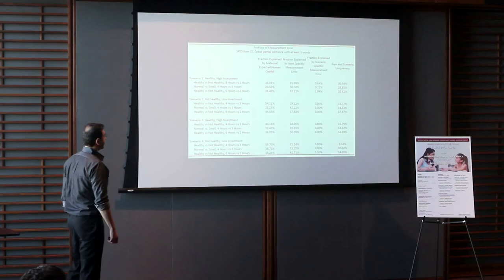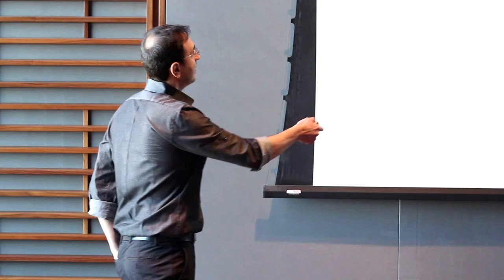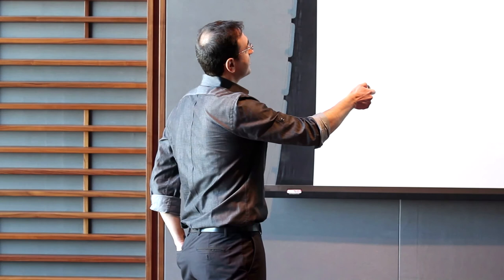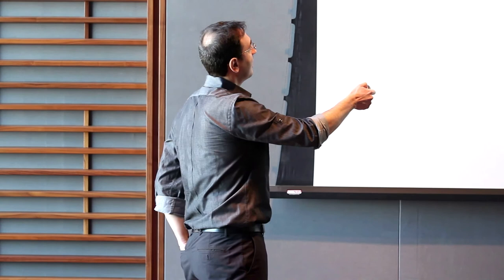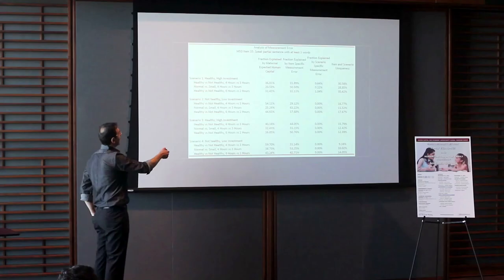So let me talk a little bit about the different scenarios. By a healthy scenario, I mean a child that is born after 9 months of gestation, weighs about 7 pounds at birth, and stayed at most 3 days at the hospital after birth. Not healthy means the pregnancy lasts 7 months, the child is born weighing 5 pounds, and stays for 7 days at the hospital after birth.